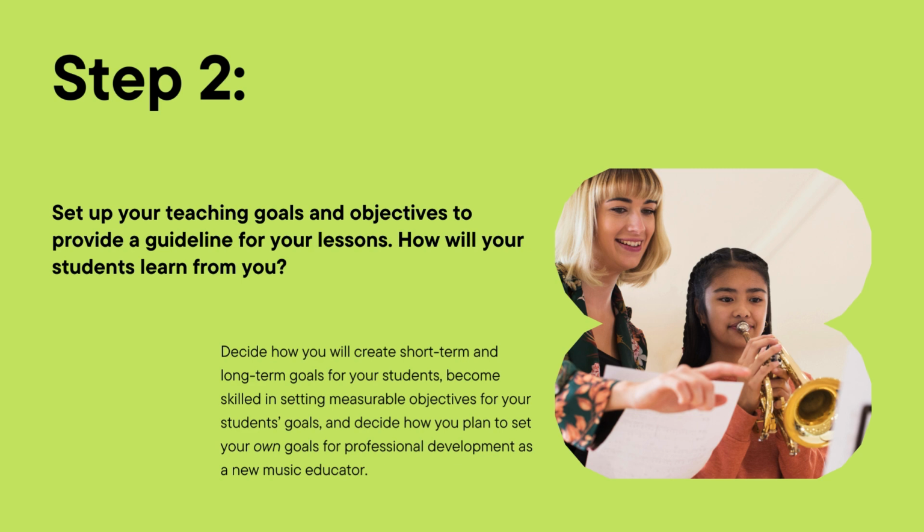So next, let's talk about measurable objectives. Objectives should be specific and measurable, providing a clear target for both you and your students. Use the SMART criteria. You might have heard about this before. It stands for specific, measurable, achievable, relevant, and time-bound. So use SMART criteria to create objectives that are clear and attainable. For example, a SMART goal could be by the end of the semester, my students will be able to perform a specific piece of music with technical accuracy and emotional expression.